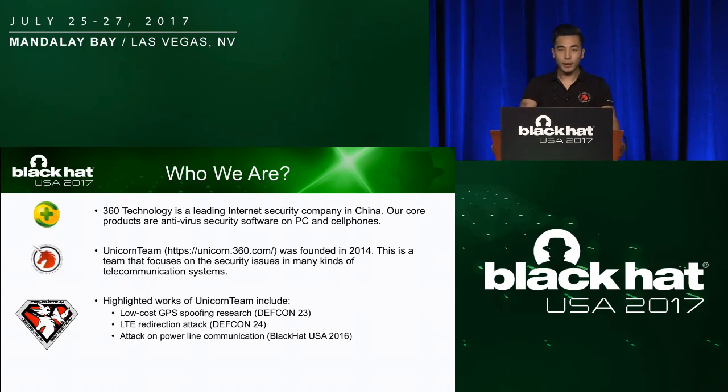Now, let me first give a brief self-introduction. My name is Qing. I'm the founder and leader of Unicorn team. Unicorn team is a group in Qihoo 360 Technology, and 360 is a leading internet security company in China. Our core products are antivirus security software on computers and cell phones. Unicorn team focuses on security issues in many kinds of wireless systems.